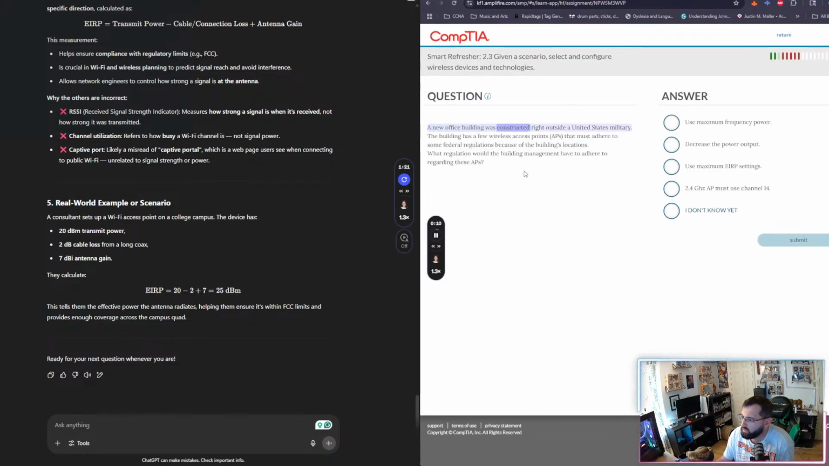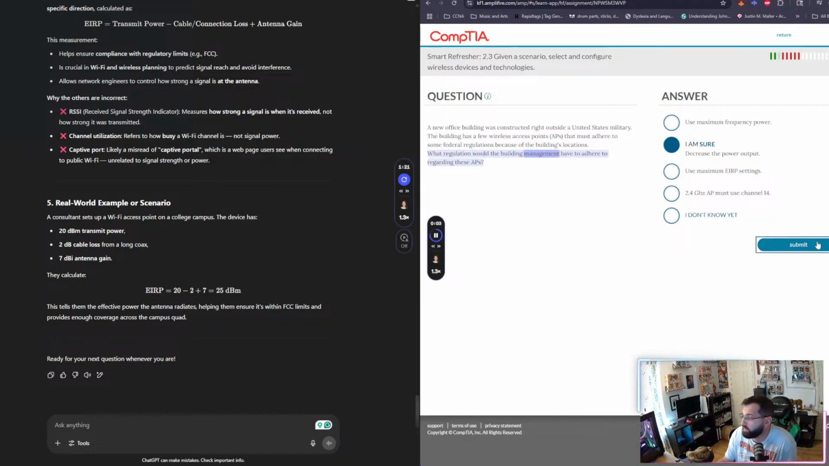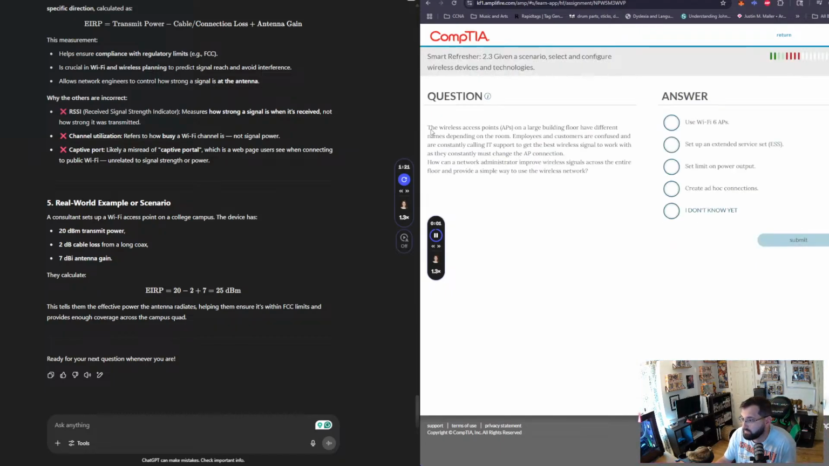A new office building was constructed right outside a United States military base. The building has a few wireless access points, APs, that must adhere to some federal regulations because of the building's location. What regulation would the building management have to adhere to regarding these APs?